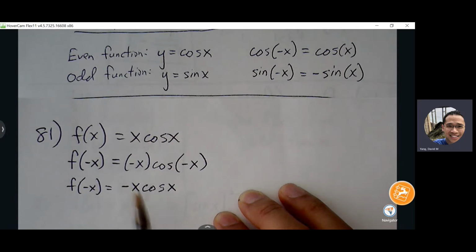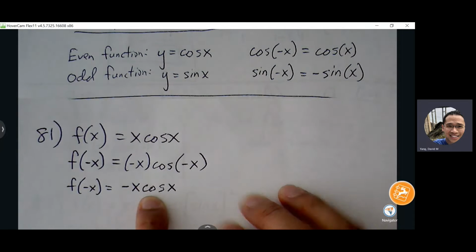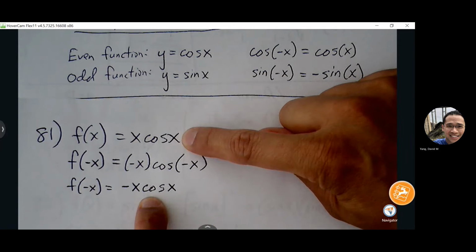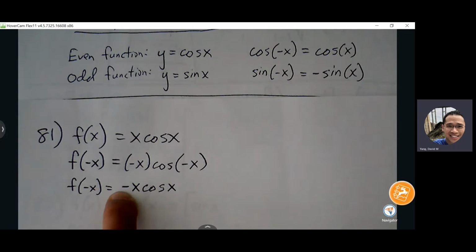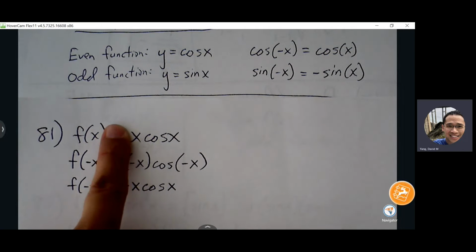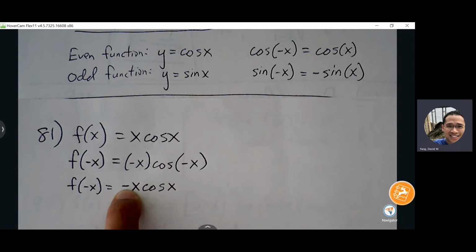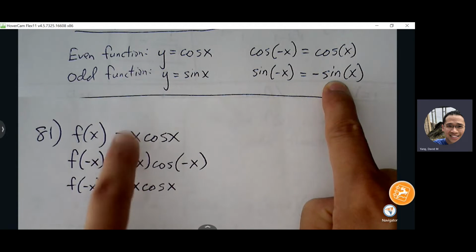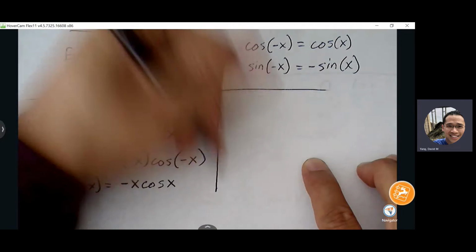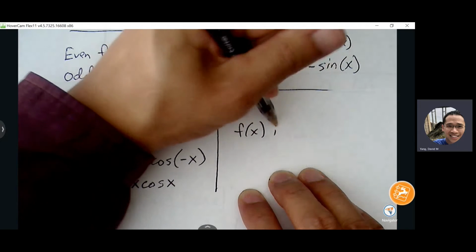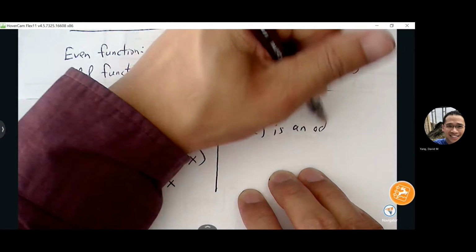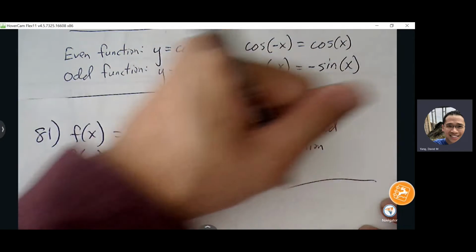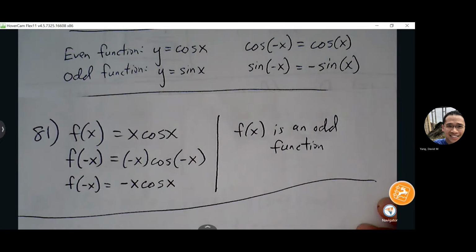Okay, so now that we've cleaned this up a little bit, let's see how this looks compared to the original. Is this the reflected version of the original? Yes. There's a negative in front, right? Imagine x cosine x, the negative cosine x is going to flip it. Because of that, that is the relationship for an odd function. That's the origin symmetry there. So therefore, we can conclude that f of x is an odd function. Even though inside this function the cosine is even, overall this is an odd function.